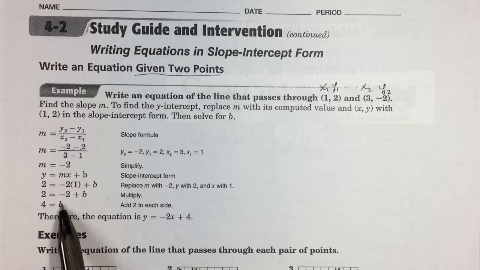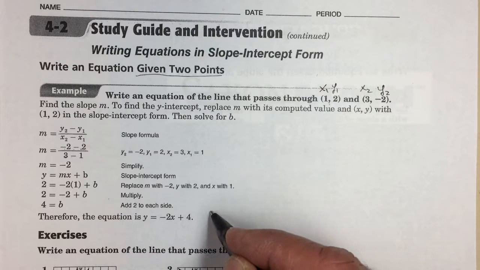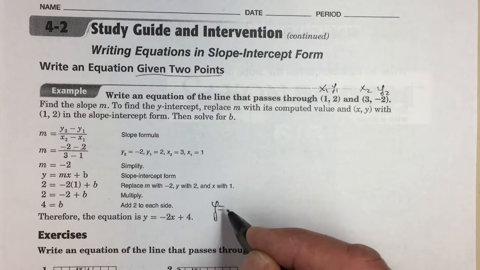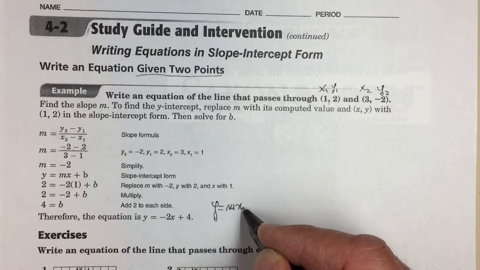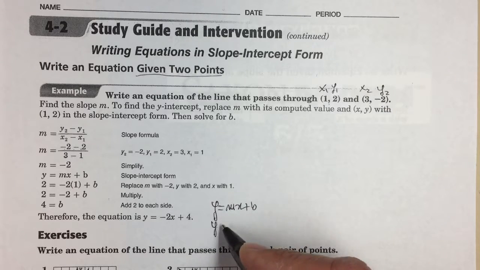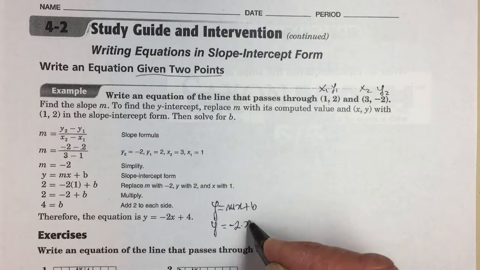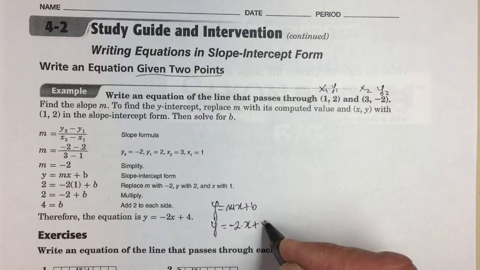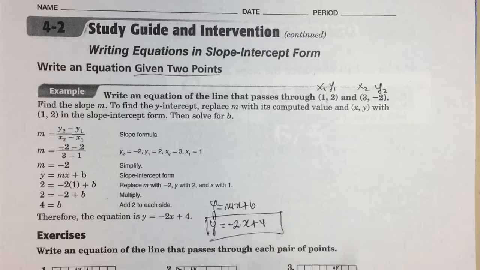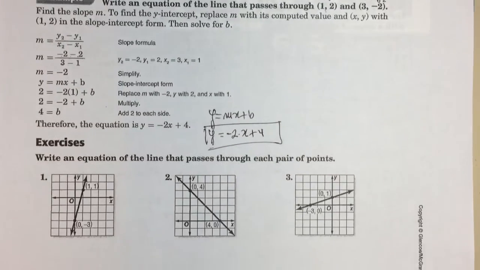Then just replace the values in the slope-intercept formula, y equals mx plus b, and you have y equals m, that is -2, times x, plus b, that is 4. This is my final answer. Let's do some exercises now.